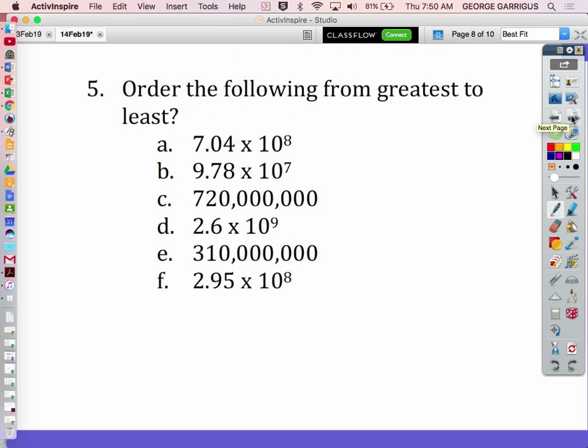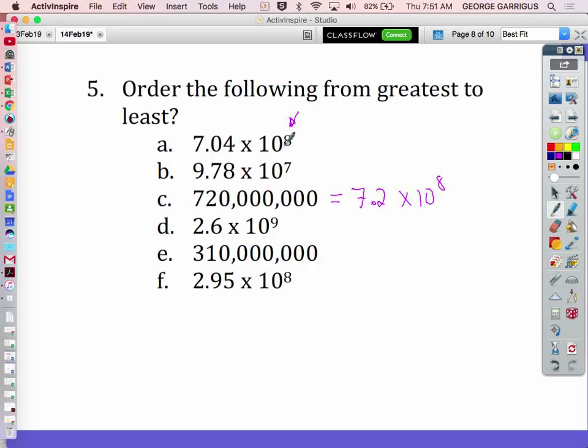Problem 5, order the following from greatest to least. Now this is 10 to the 8th, and this is 10 to the 7th. This number has to be much larger. Let's put them all in scientific notation really quickly. If I count 3, 6, 8, that's 7.2 times 10 to the 8th. If I compare that to the first number, this number is larger than number 1.